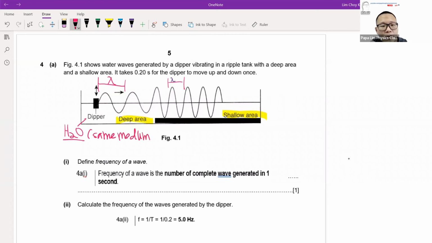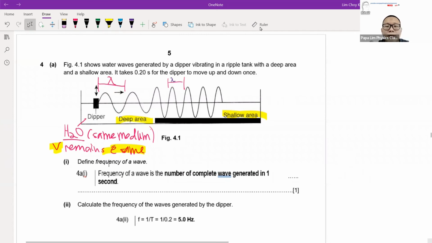Okay, so we can effectively conclude that the speed remains the same, whether it is shallow or deep. The velocity of the wave remains the same. Now for this aspect here, this is one of the common things where we tend to make a mistake.